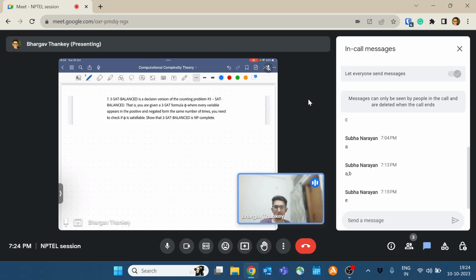So this was a part of the subjective assignment. The problem is, 3-SAT-Balanced is a decision version of the counting problem #3-SAT-Balanced. That is, you are given a 3-SAT formula phi where every variable appears in the positive and negative form the same number of times, and you need to check if phi is satisfiable or not. And we are supposed to show that 3-SAT-Balanced is NP complete.